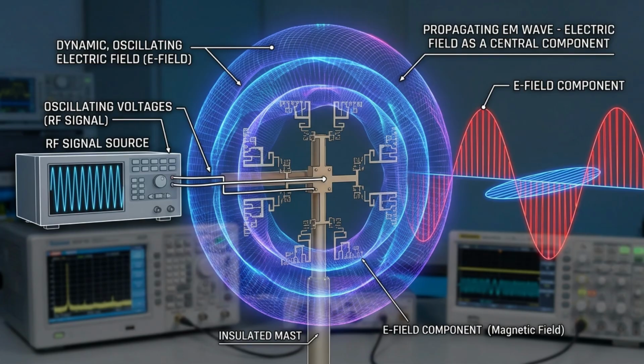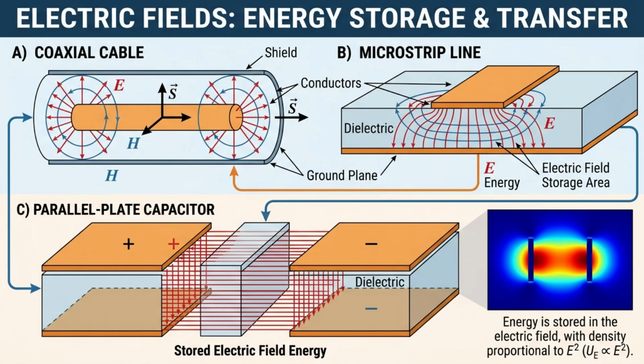Electric fields play a central role in RF engineering because they are one of the two components of electromagnetic waves. Whenever an RF signal is transmitted, oscillating voltages create changing electric fields around the antenna structure. Inside transmission lines and RF circuits, electric fields store and transfer energy. Capacitors operate by storing energy within electric fields between conductive plates.